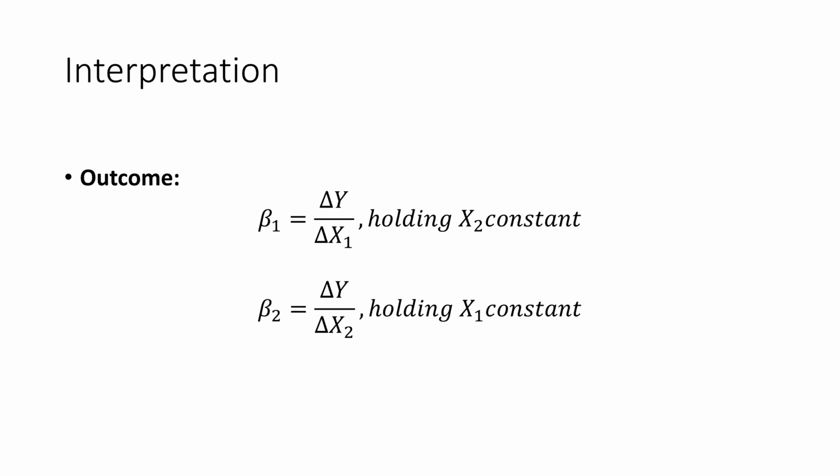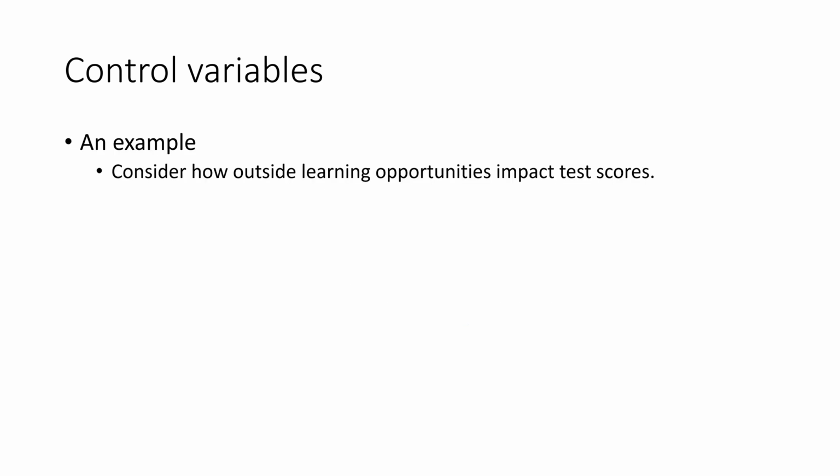And this is just another way of looking at it. Beta 1 is just your delta y, or your change in y, over a change in x1, holding x2 constant, and beta 2 is your change in x2, holding x1 constant. So these are known as control variables, right?